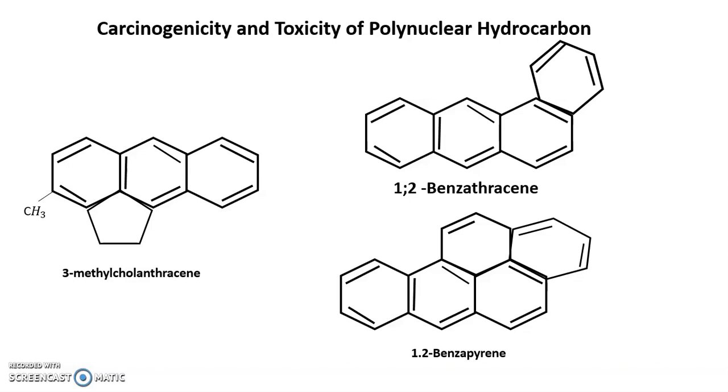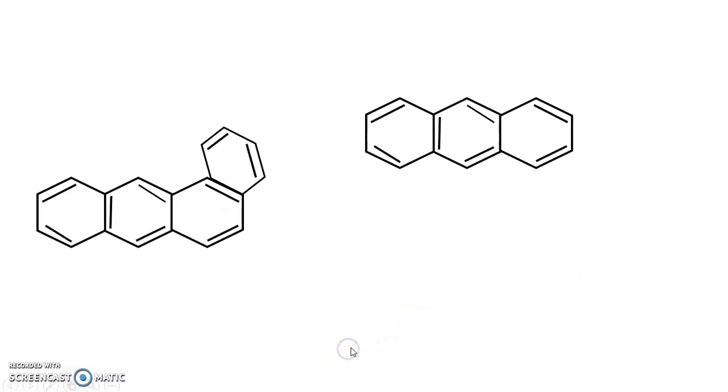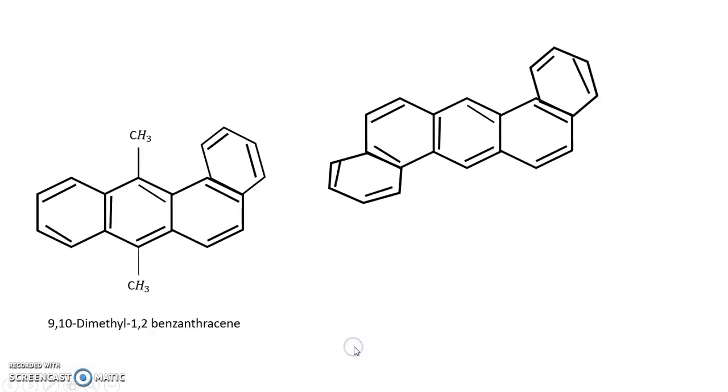It may be noted that there is no general rule by which one can predict the carcinogenic activity of hydrocarbons or their derivatives. However, the number and positions of some groups, such as CH3, OH, CN, have been found to influence the carcinogenic activity of polynuclear hydrocarbons. This is the 9,10-dimethyl-1,2-benzanthracene, and this is 1,2,5,6-dibenzanthracene.